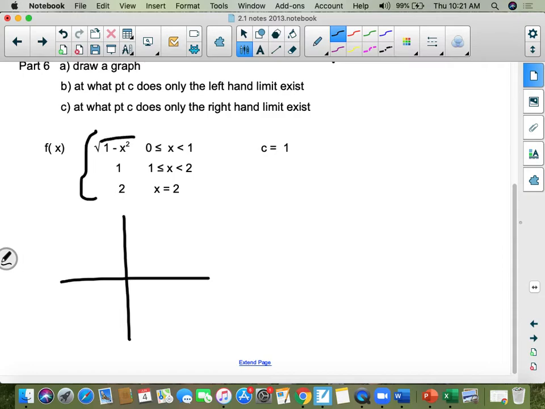So this is supposed to be the square root of 1 minus x squared. So you can graph the square root of 1 minus x squared from 0 to 1. And how do you plug this into your calculator? You do y1 equals, you would put the parentheses, the square root of 1 minus x squared. And then after that, you would say x.